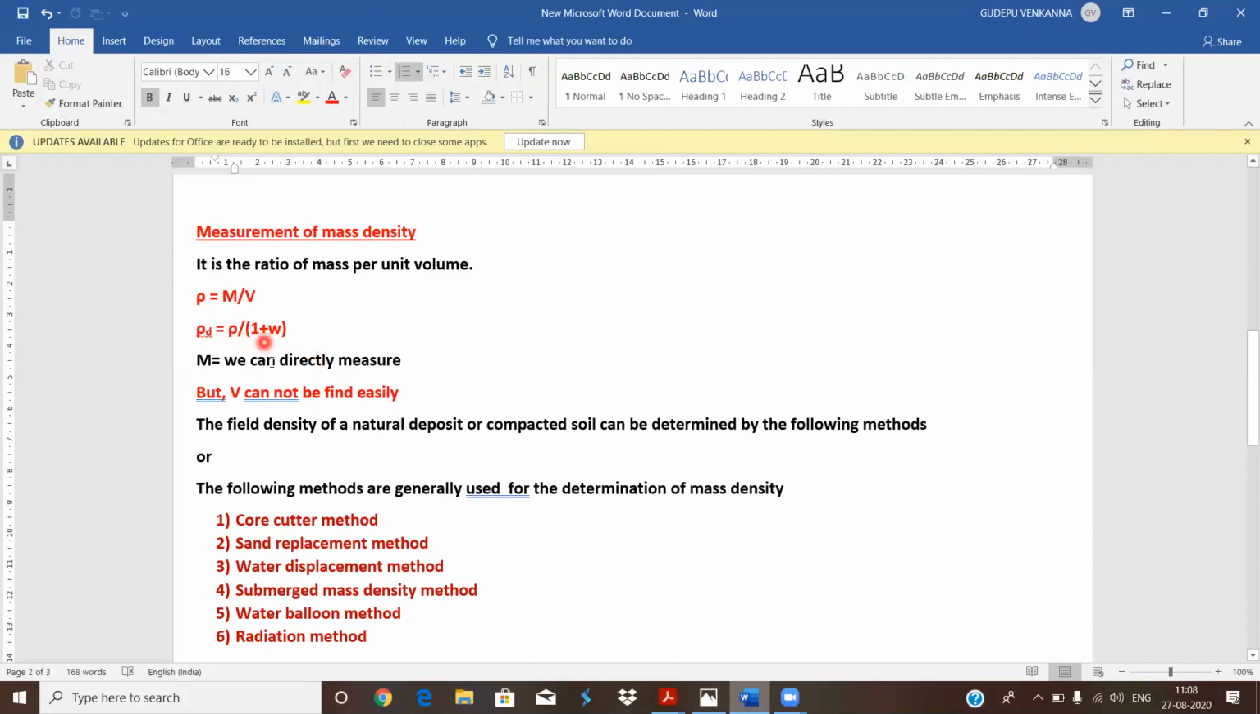But the volume of soil we cannot find easily. Why? Because soil does not have a particular or definite shape, so we cannot easily find the exact volume of the soil. For volume of soil we have many methods. Out of these, in our syllabus we have the core cutter method and the sand replacement method. These methods are generally used for the determination of mass density, and they indirectly measure the volume of the soil.